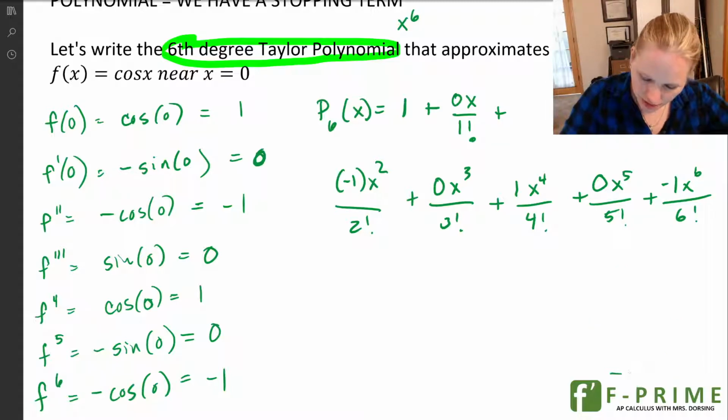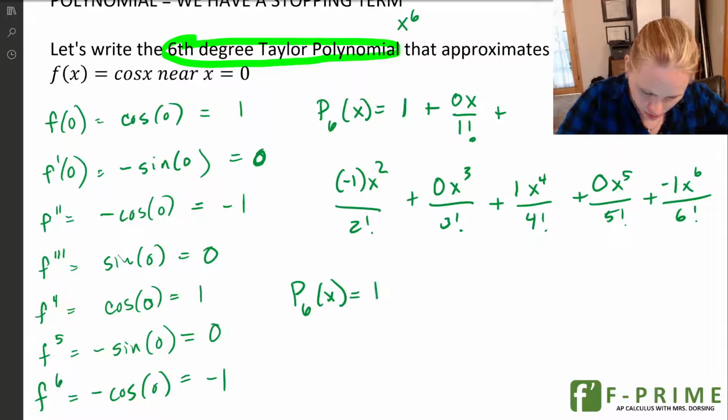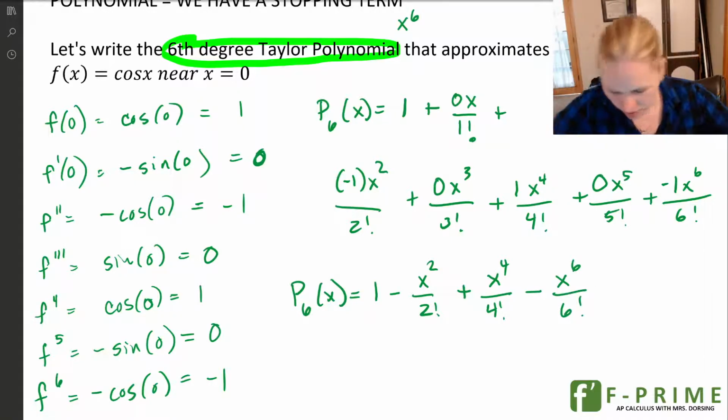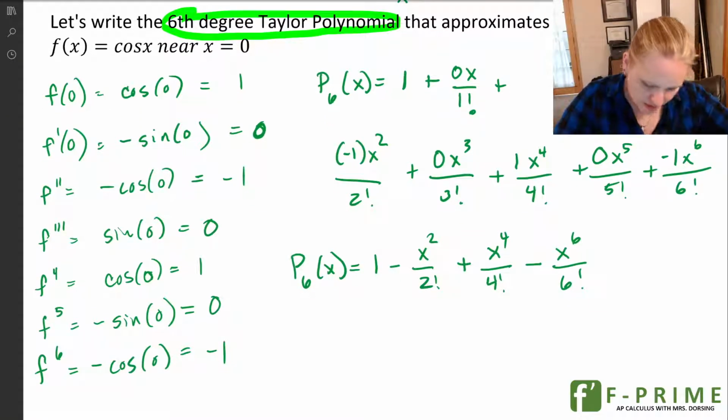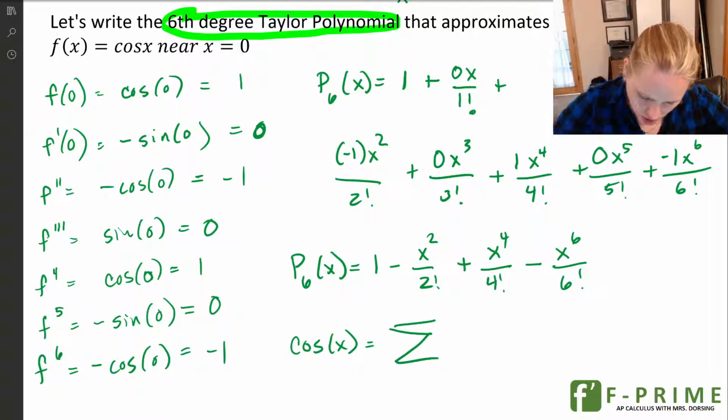Now when I clean it up, get rid of all my zeros, my 6th degree Taylor polynomial for cosine looks like this. 1 minus x squared over 2 factorial, plus x to the 4th over 4 factorial, minus x to the 6 over 6 factorial. And so when I go to write my Taylor series, I would write it like this. I'd say, well, the cosine of x is equal to, in my sigma notation, and actually we'll do sigma second.